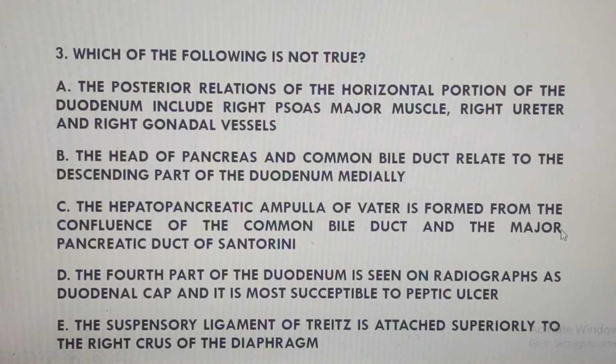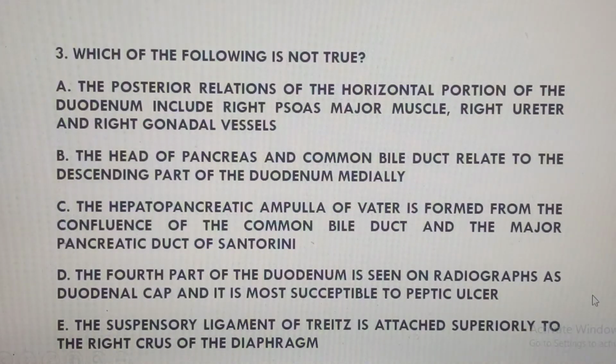Now, option D says the fourth part of the duodenum is seen on radiographs as the duodenal cap and it is most susceptible to peptic ulcer. Yes, I've already told you that is the first part and not the fourth part. The most susceptible area to duodenal ulcer should be the part very close to the stomach, and that portion should be the first part of the duodenum. So this statement is wrong. So already we have two answers, and that is option C and D.